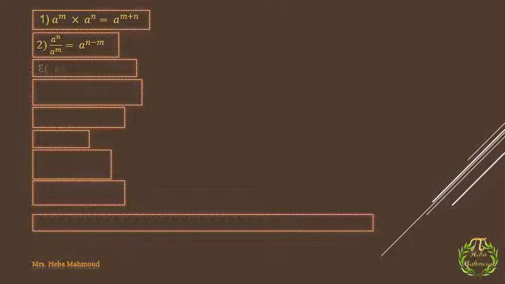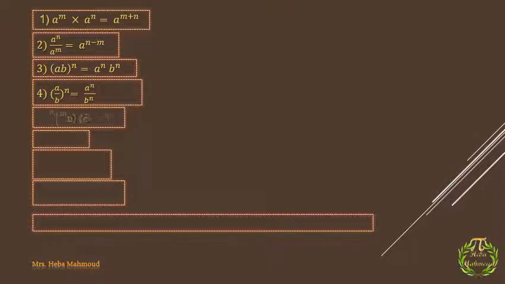The third rule, if you have two bases, a and b, they are different numbers, or like 2x, 3x, any expression. So it will be a power n, we will distribute the power, a power n and b power n. Rule number 4, a over b all power n, it will be a power n over b power n. We distribute the power the same.